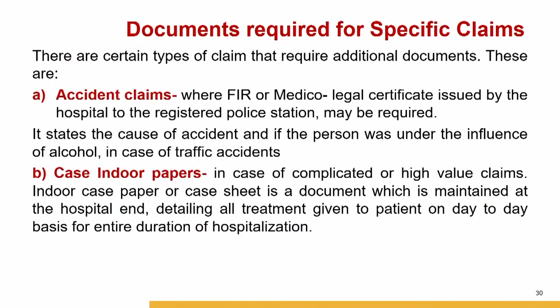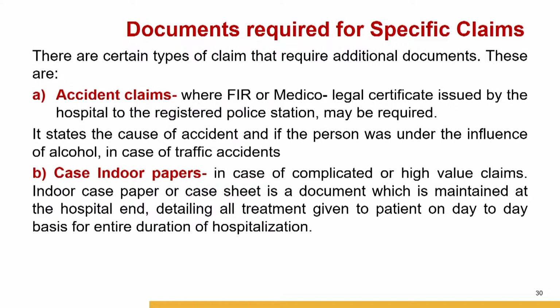For specific claims, some more documents are needed. Like in an accident claim, an FIR copy is filed, so that copy is required, and a medical legal certificate is required. If the hospital states that at the time of the accident the insured patient was under the influence of alcohol, they are going to see that type of statement. So straight away the claim would be rejected for the same.